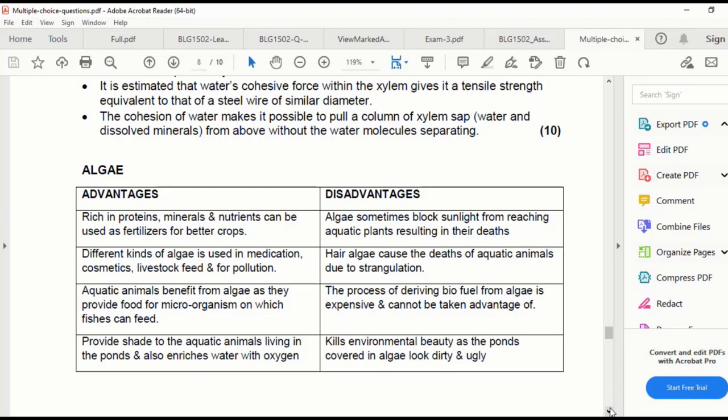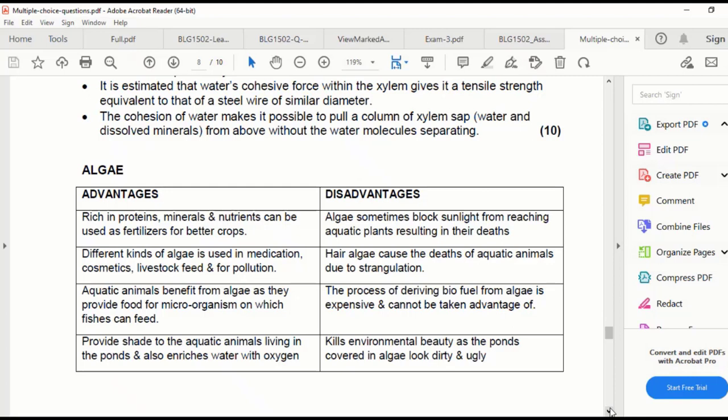And remember, I told you that sometimes they can just say, why is algae important? If they ask you to describe the importance of algae, you might actually have to go through where we discussed the disadvantages and advantages of algae. Then you just take the advantages and describe them as the importance of algae. Because here they said the advantages of algae are that it's rich in proteins, in mineral nutrients, and can be used as fertilizers for better crops.